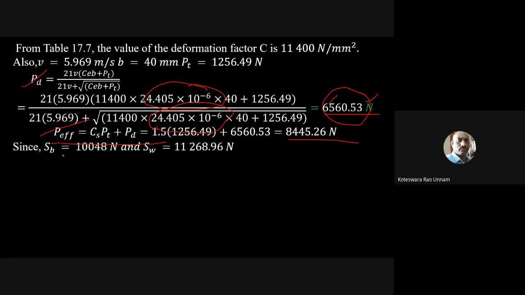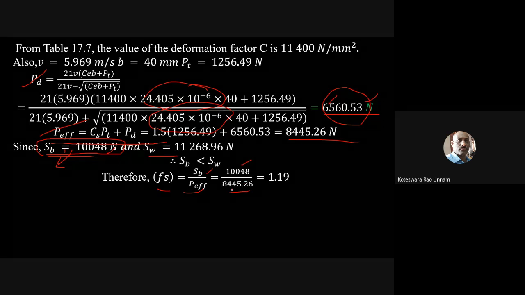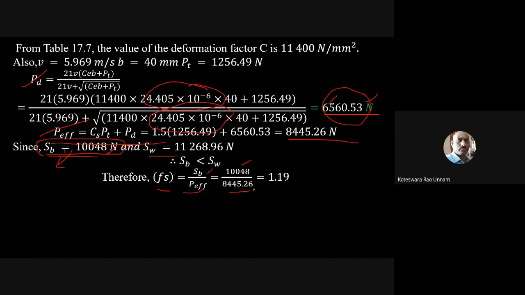Once you have P effective, you can calculate the factor of safety. Again, like I said, you need to use SB to calculate the factor of safety, because out of these two, SB and SW, SB is the least value. You always have to take the least value to compute the factor of safety. So the factor of safety is equal to SB by P effective. SB we already calculated as 10,048 newtons, and P effective is 8,445.26 newtons. Then the factor of safety comes out as 1.19. So it is somewhat greater than 1, but still not as per the requirement.